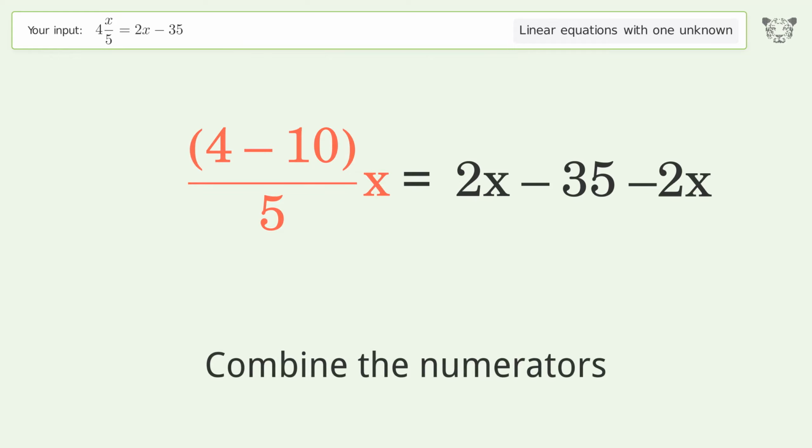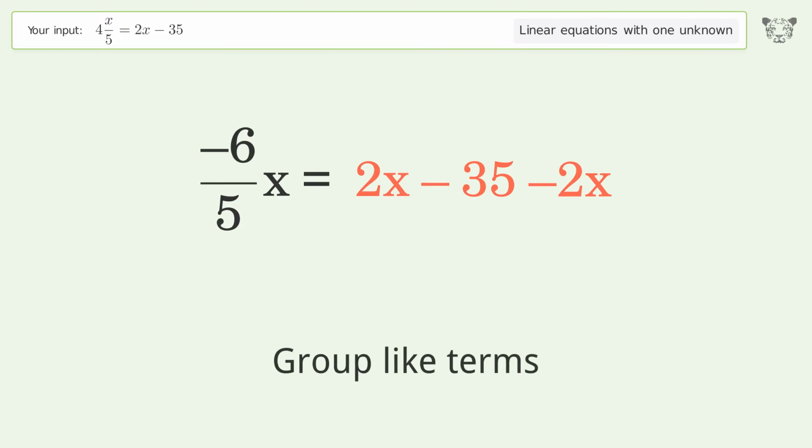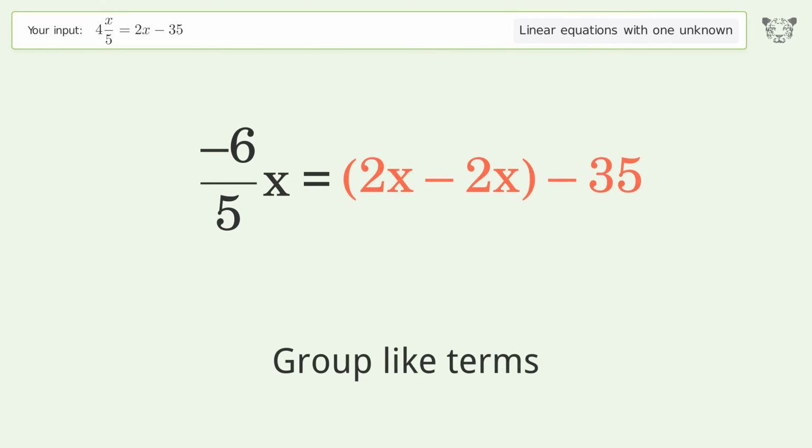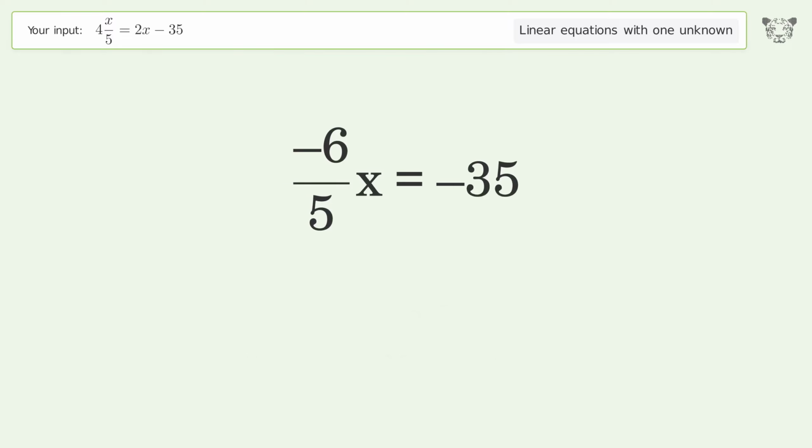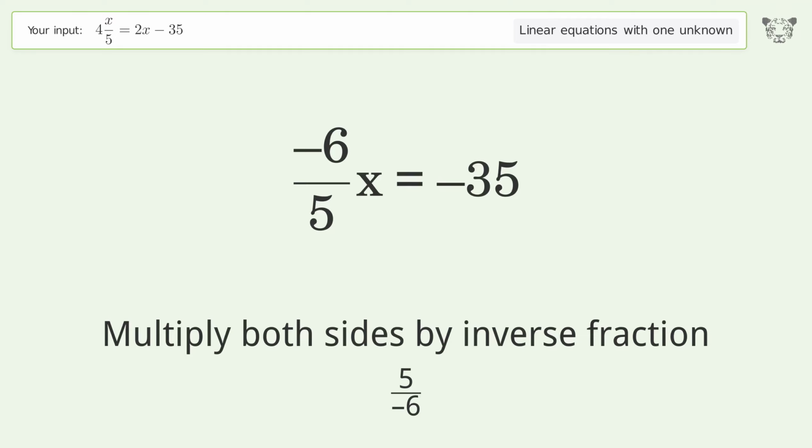Combine the numerators. Group like terms. Simplify the arithmetic. Isolate the x. Multiply both sides by inverse fraction 5/6.